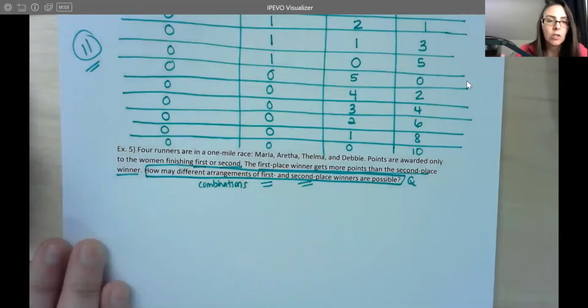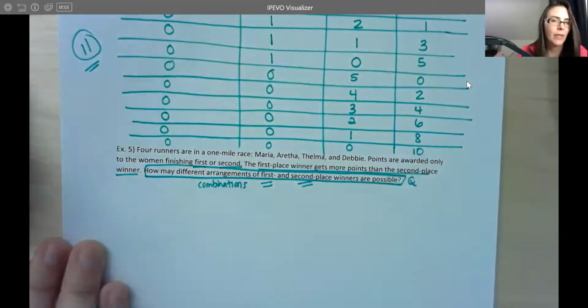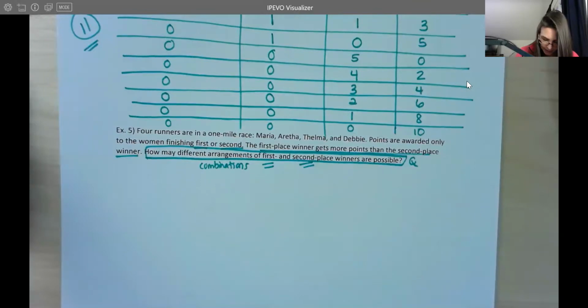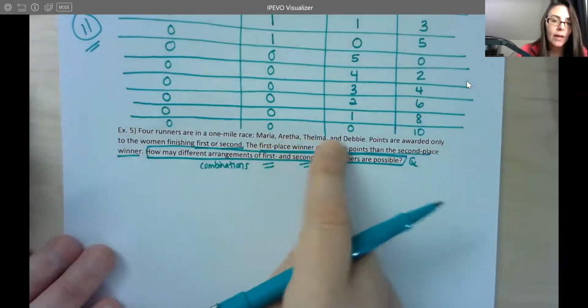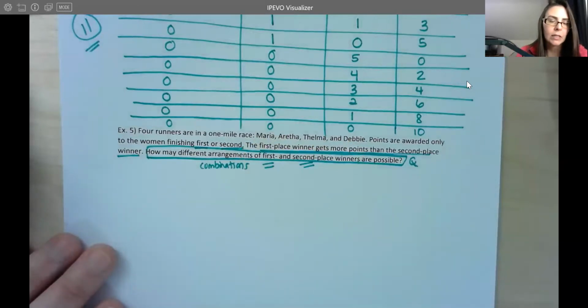So different combinations. Now you can make a table here again too. This would be a great strategy, very similar, where you can make a table and think about the different combinations. I'm going to do something a little bit different. I'm going to make more like a chart, or a diagram. So I have 4 people: Maria, Aretha, Thelma, and Debbie. And I'm going to just use their first letters just to help me get organized.